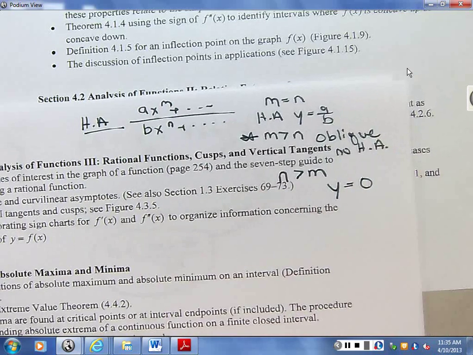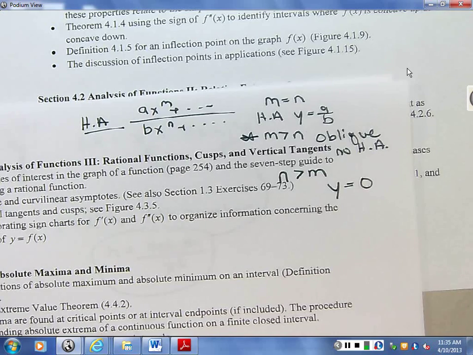Is it that you have an oblique or horizontal asymptote? Correct. Yeah, you won't have both. Are you guaranteed to have an oblique asymptote in that case? Yeah, because you can always do long division, so you're always going to get something. I might not care too much if you have it.